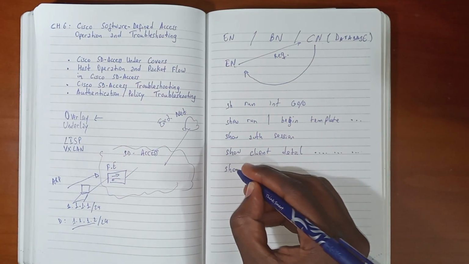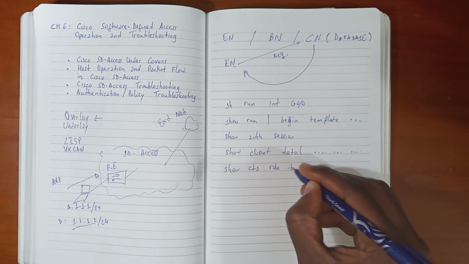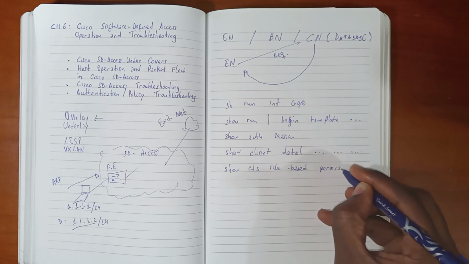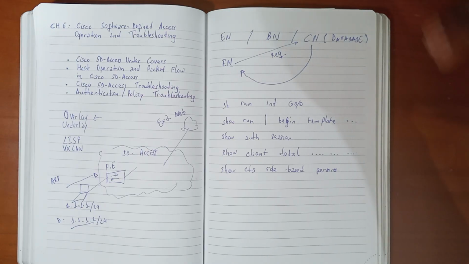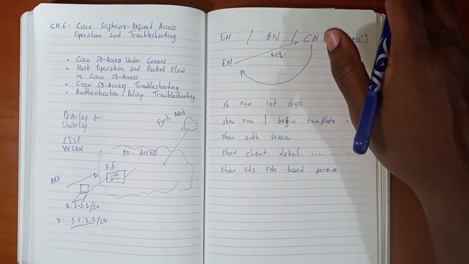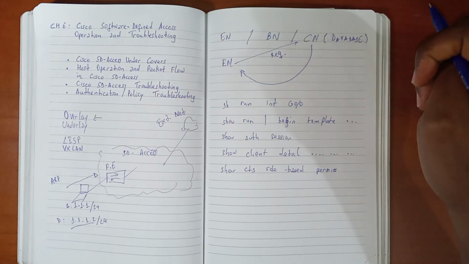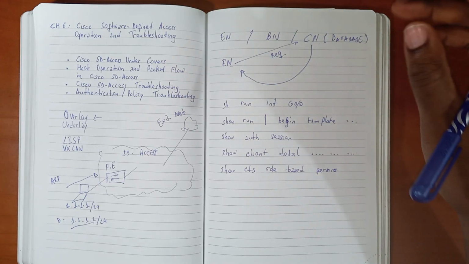For the TrustSec, we have the show cts role-based permissions to see the information about what is allowed and what is not allowed. This is normally related to the Cisco TrustSec, and these are some of the more common commands that are used inside the Cisco software defined network.